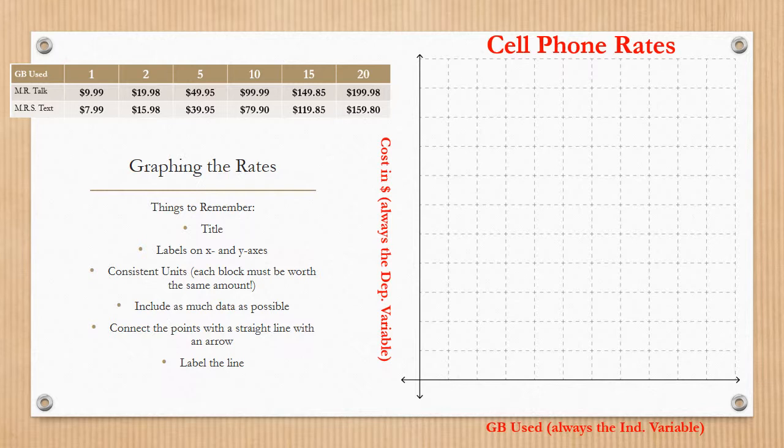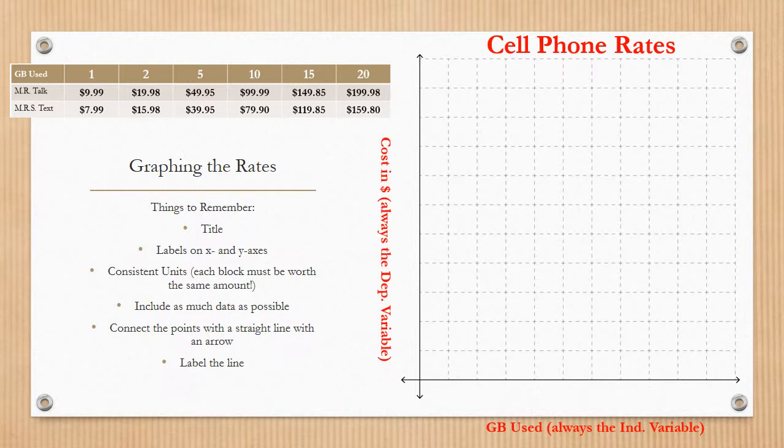Next thing is we need consistent units, meaning that each block on an axis is worth the same amount. And I'm going to tie this in with the next bullet point there, which is include as much data as possible. So I'm looking at the MRTalk data. I go from 1 gigabyte to 20 gigabytes. So I want to try to put all of that on my axes. So I need to look at the x-axis, and I see that there are 10 spaces. I'm going from 1 to 20, and there are 10 spaces. So in this case, I'm going to count by 2's.